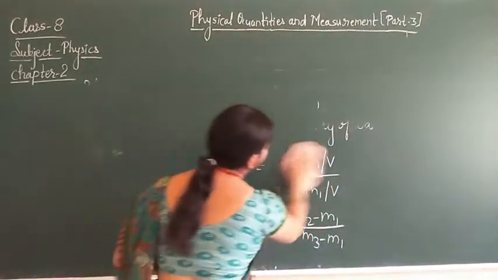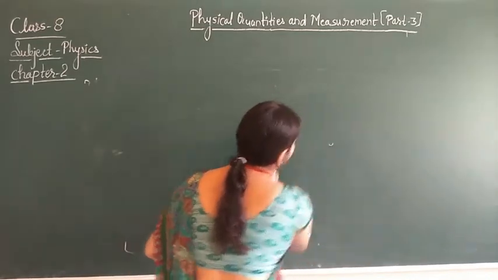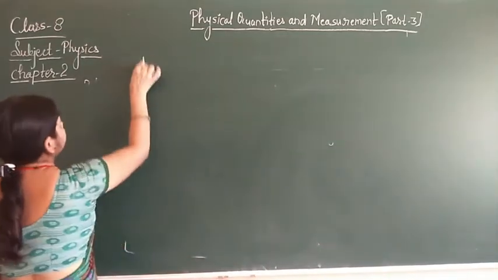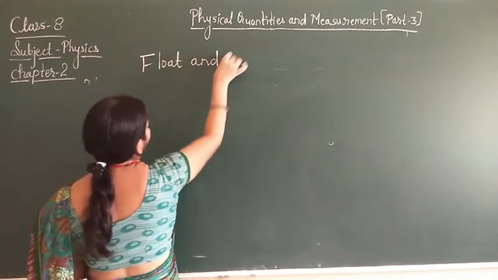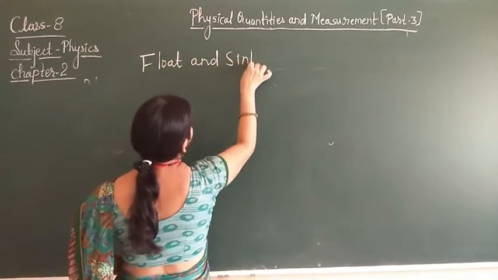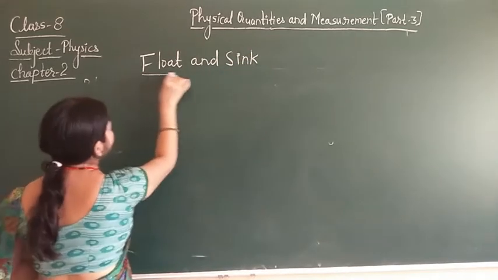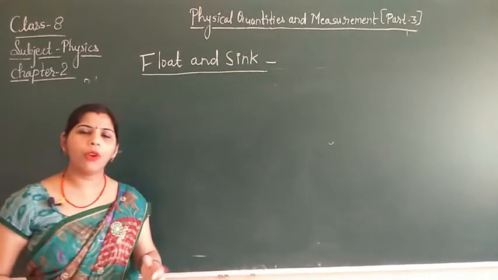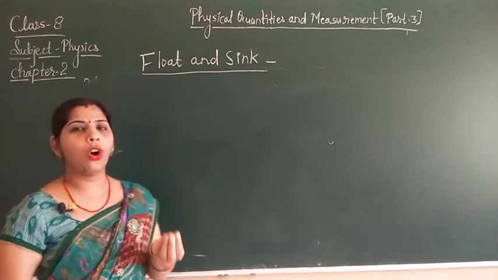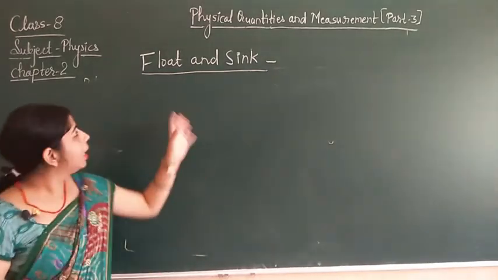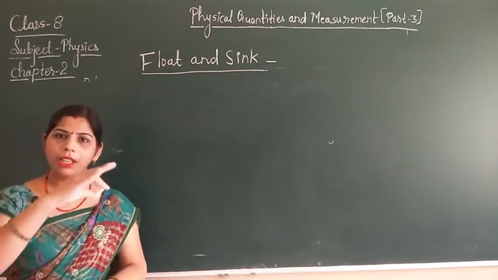Now quickly see one more topic, that is float and sink. You observe that when you put an iron nail in a glass of water, the iron nail sinks, and when you put a cork or wood in the water, it floats on the surface of the water.